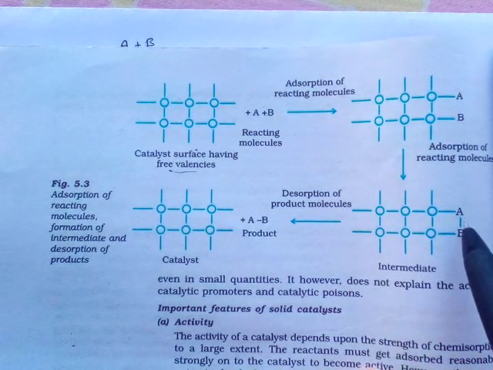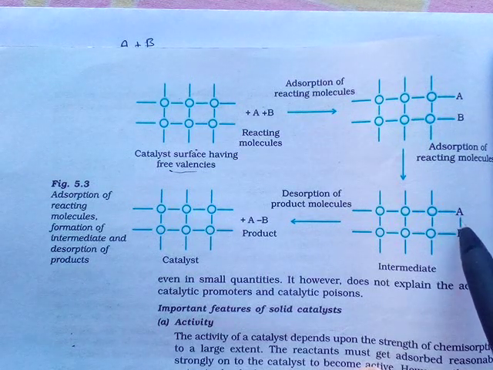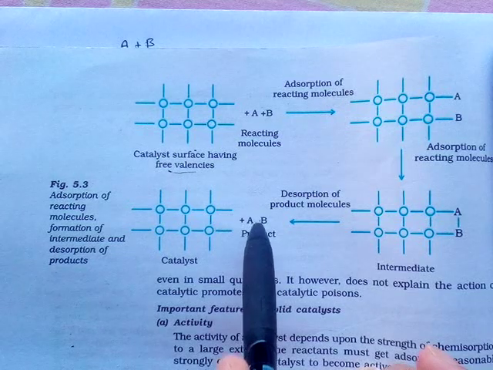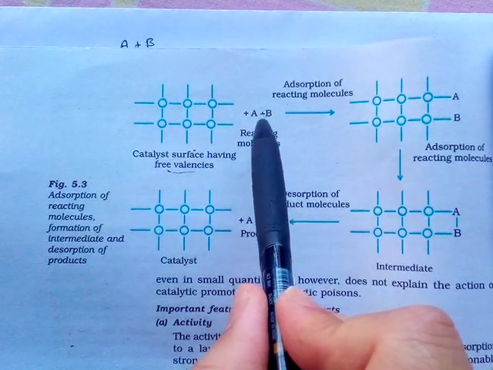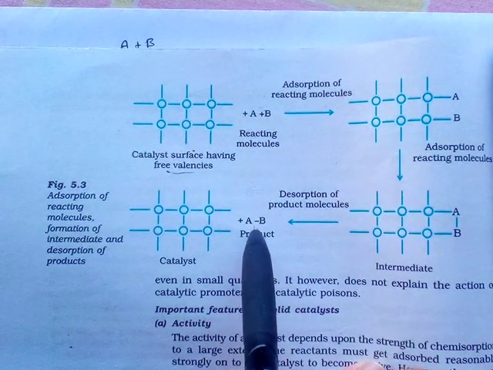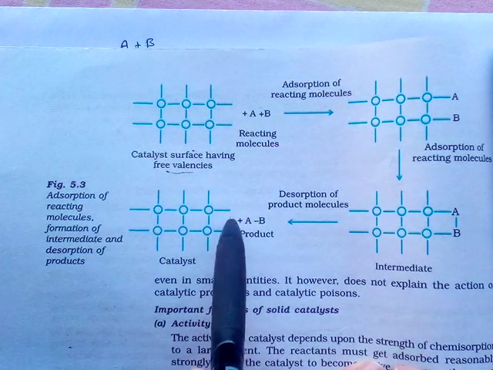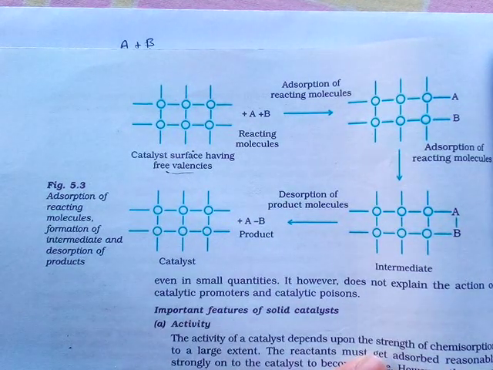Then the reaction takes place between the reactants. Then the product has been formed. Initially it's A plus B. Now AB is the product. Now the product has no affinity towards the catalyst, so it goes away from the catalyst.